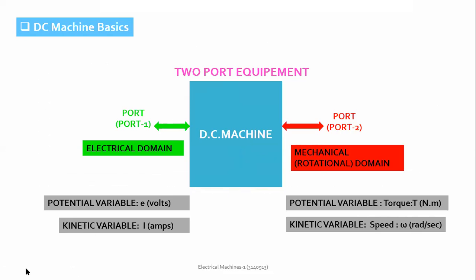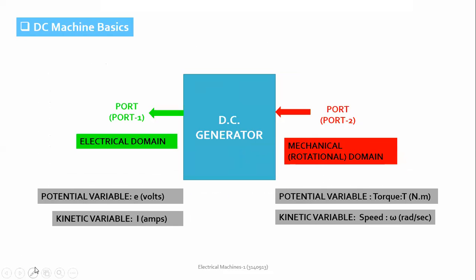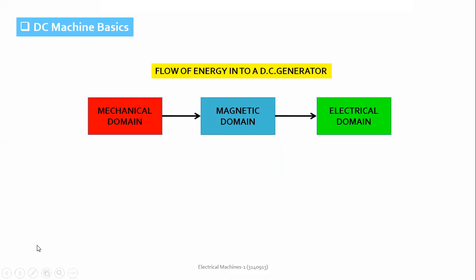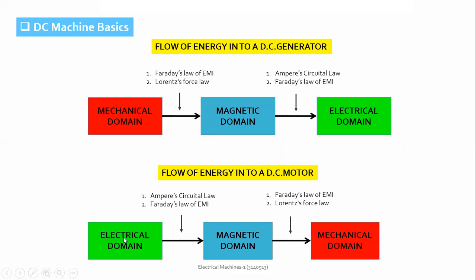torque and speed. Okay. So if we consider the operation of a DC generator, it will convert mechanical energy into electrical energy, and the DC motor will convert exactly the opposite way, electrical energy into mechanical energy. So that is the function of these machines. And regarding the flow of energy, we have seen that based on some fundamental laws, it will convert mechanical energy into electrical via the magnetic domain. So the magnetic field is very important in between, because that is the medium via which the energy conversion takes place.